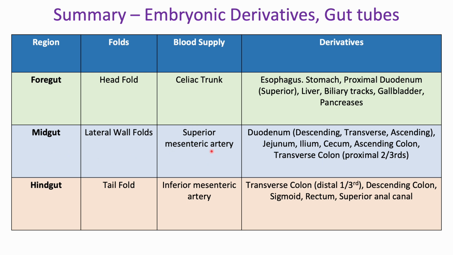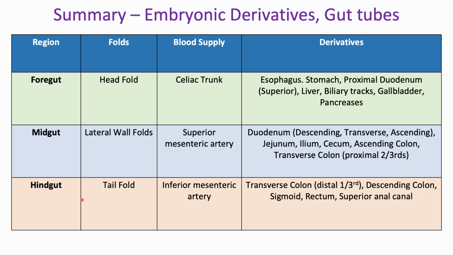The midgut is associated with the superior mesenteric artery. It's going from the second part of the duodenum. So the second part is the descending component. Then we're going to have the transverse and then ascending. So this is second, third, and fourth components of the duodenum. Going to the jejunum, the ileum, cecum, and appendix. We have the ascending colon and transverse colon, specifically the proximal 2/3, all getting blood supply from the superior mesenteric artery, all derived from the midgut. And remember that midgut had the 270-degree total rotation during development.